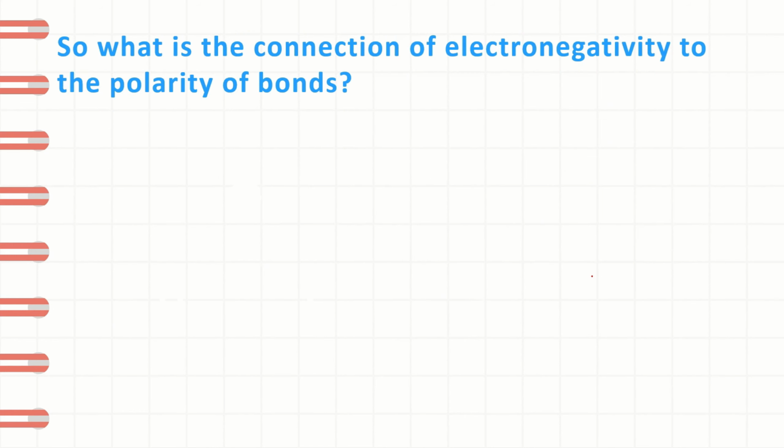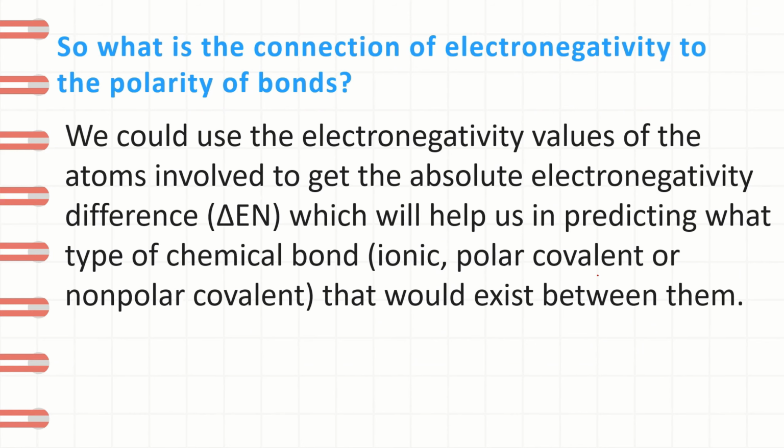So, what is the connection of electronegativity to the polarity of the bonds? Anong connection niya? We could use electronegativity values of atoms involved to get the absolute electronegativity difference, which helps us predict what type of chemical bond. So, yun nga. Ang electronegativity could help us to determine kung anong type of chemical bond siya. Okay? It's either ionic, polar, or non-polar that exists between them.